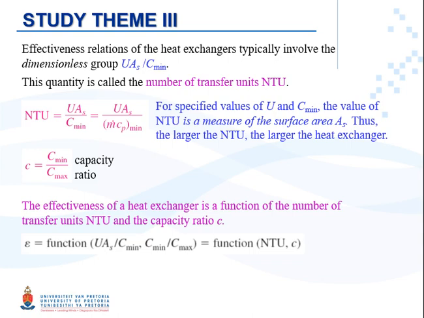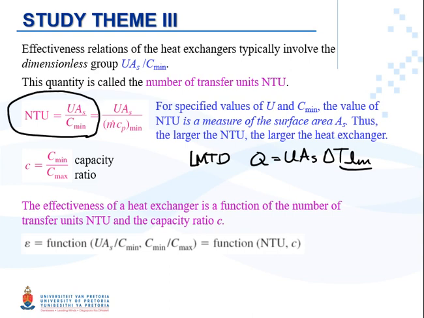If you remember, for the LMTD method we're just saying that Q dot is UAs times delta T_LM. But here we don't have any mean temperature difference. We are working with NTU, the number of thermal units. NTU, instead of Q, is UAs divided by Cmin.